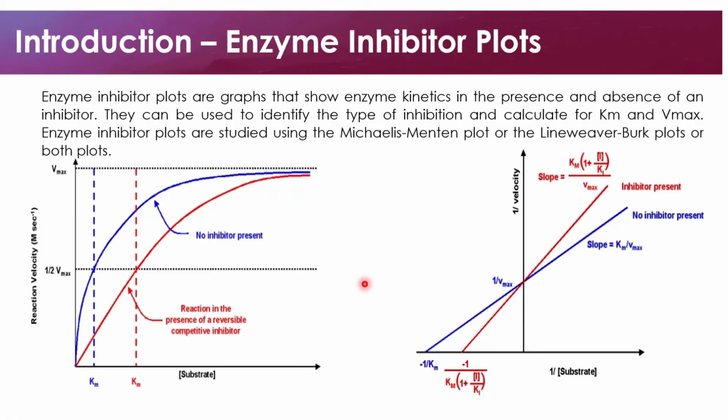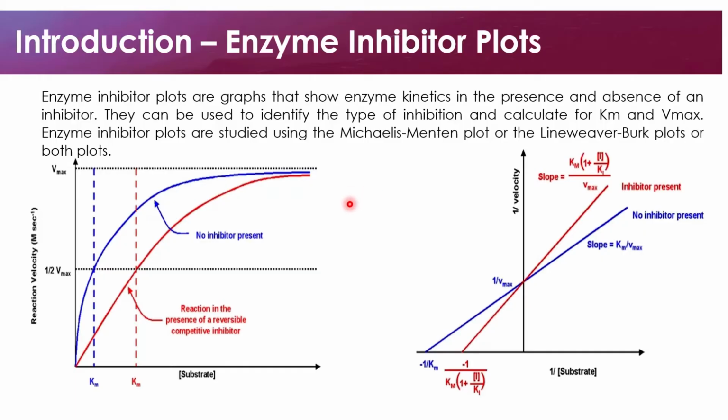Now the next is the enzyme inhibitor plot. So first of all, what we have to note is that enzyme inhibitor plots are graphs that show enzyme kinetics in the presence and absence of an inhibitor. They can be used to identify the types of inhibition and calculate Km and V maximum values. And enzyme inhibitor plots are studied using the Michaelis-Menten plot or the Lineweaver-Burk plot, or both.